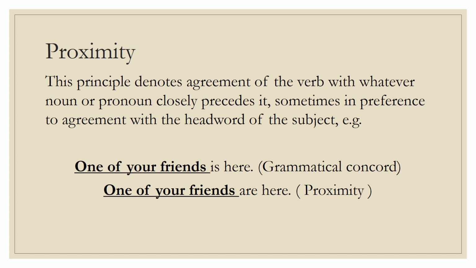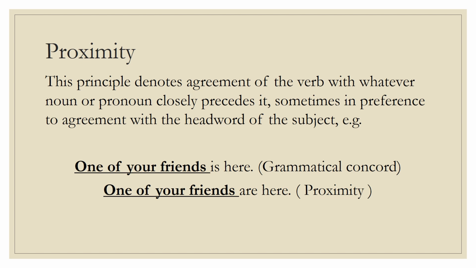Okay? But according to proximity, we are going to say this sentence in this way: one of your friends are here. So now the head word, which is one, is far away from the verb. Okay? So here the verb prefers to agree with the noun that closely precedes it, that comes immediately before it.